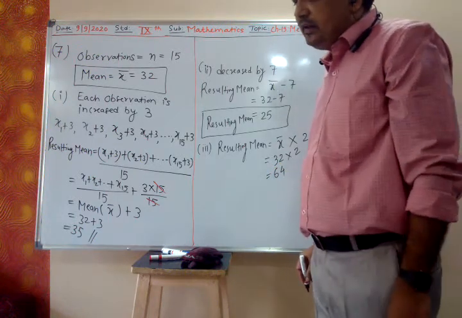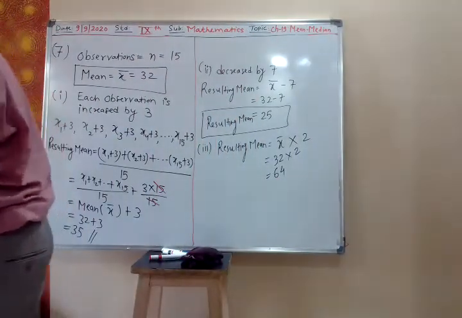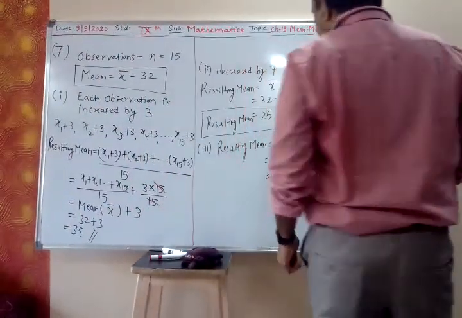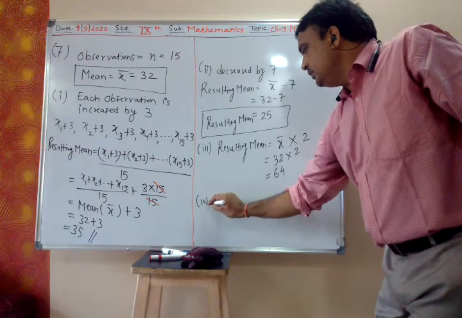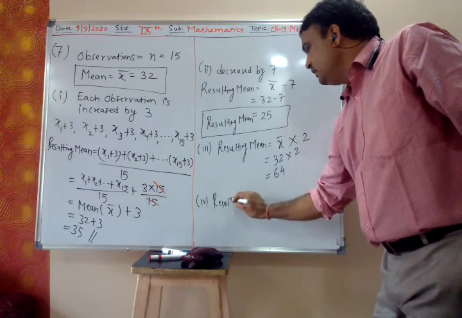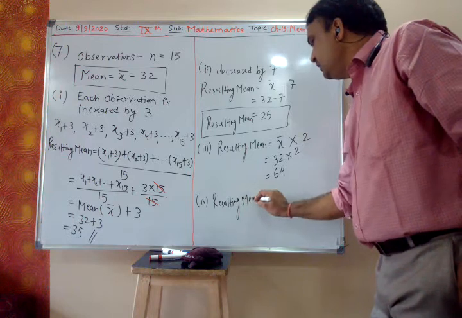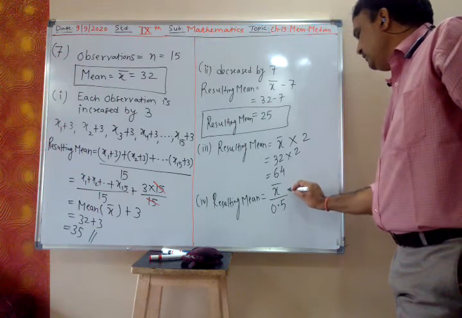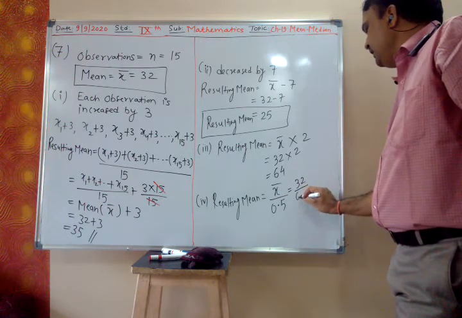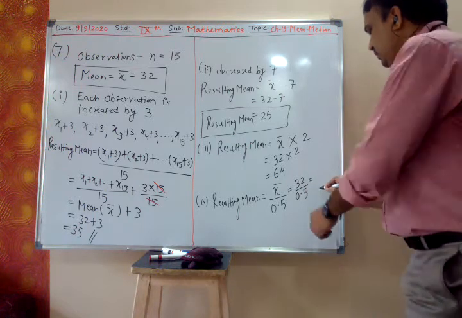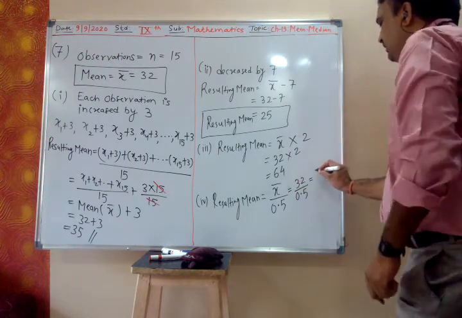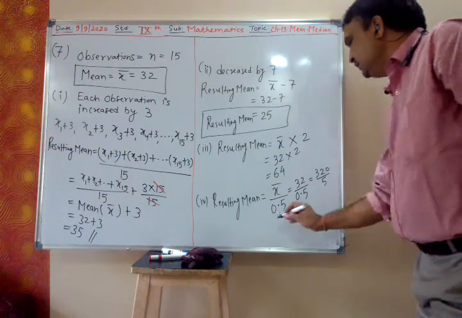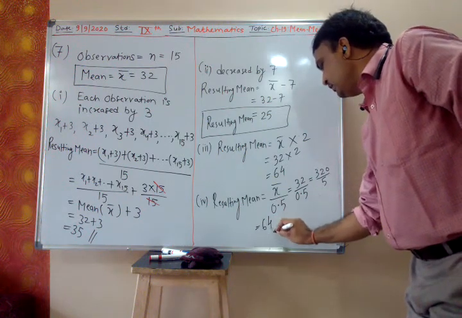Then divided by 0.5. So the resulting mean in that case will be x bar divided by 0.5, that is 32 divided by 0.5. There is one decimal, so I will multiply numerator and denominator by 10: 320 upon 5. 5 6s are 30. So that is 64. So the answer is 64.